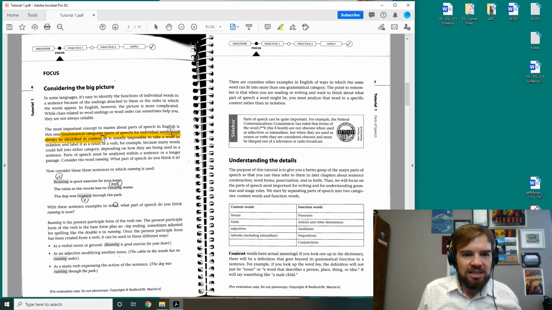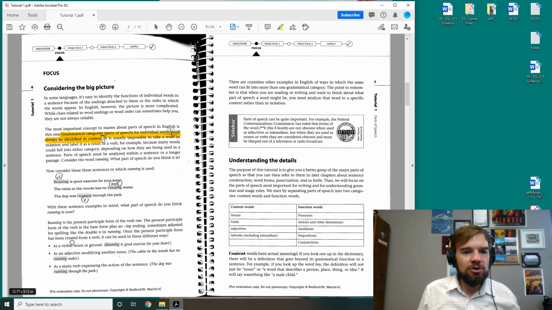With these sentence examples in mind, what part of speech do you think running is now? You can probably see the notes that I wrote down. But if you're looking in your own book, maybe you don't know, right? Running is the present participle form of the verb run. The present participle form of the verb is the base form of the verb plus an ing ending, sometimes adjusted or changed for spelling, like the double N in running.